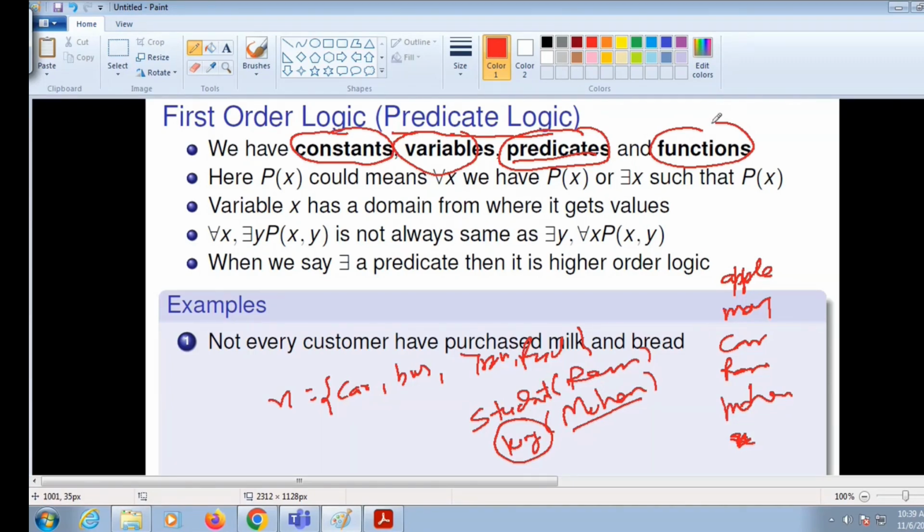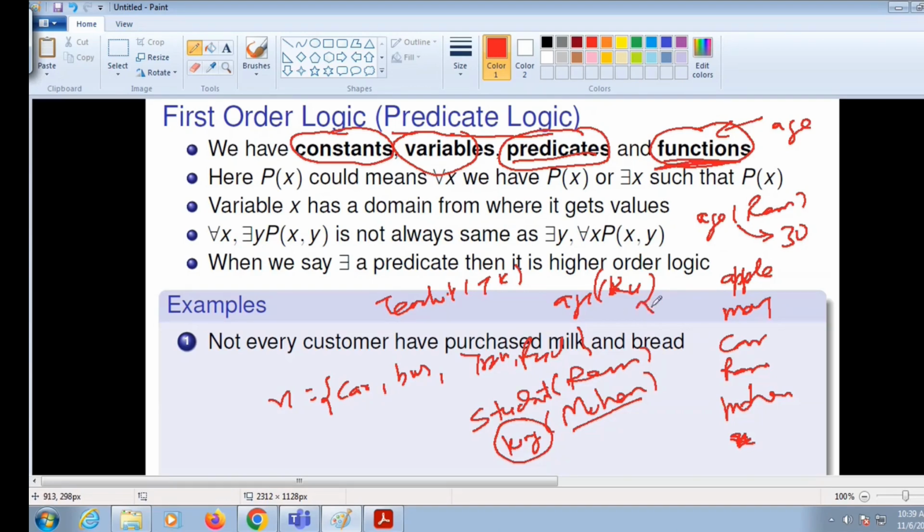Then come the functions. Functions are going to give you some value. For example, age of Ram is going to give you a value, for example, 30. If I say teacher KT, so KT is a teacher. If I say age of KT, it is a function that tries to find out what the age of him is. By this you can get a number.